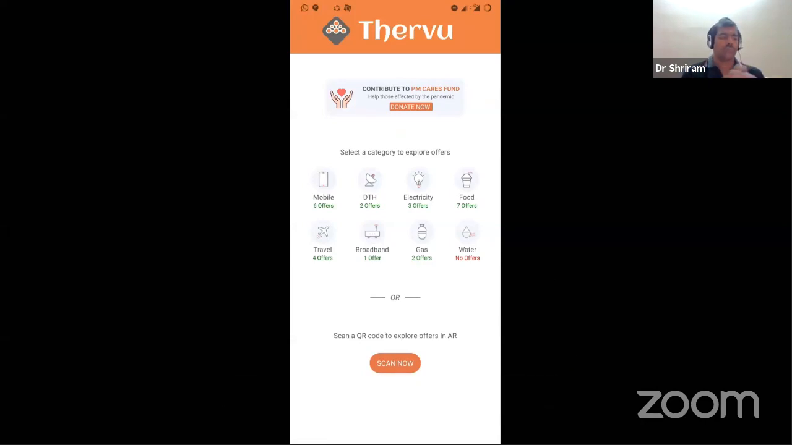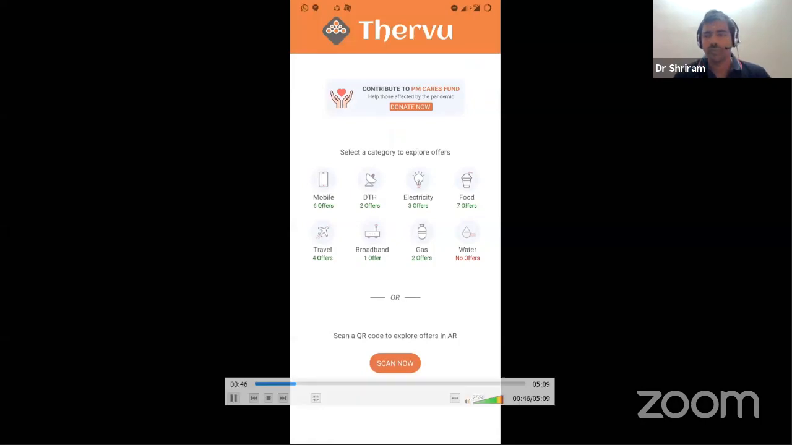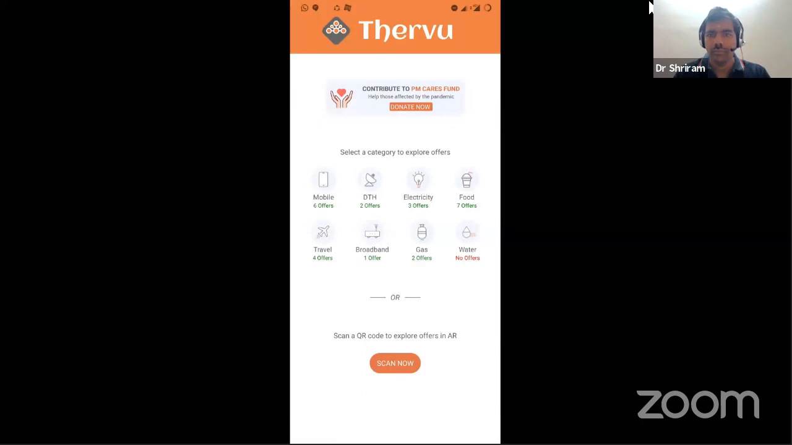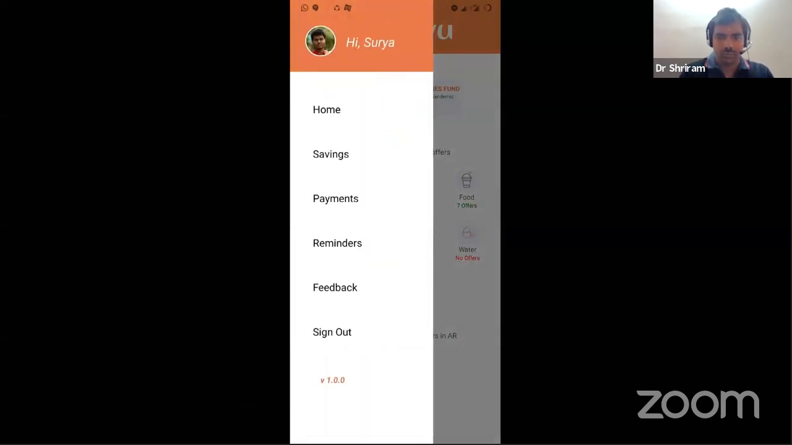We've got three sections: contributing to the PM CARES Fund for the coronavirus, and a section where you can pay for various services through the use of UPI. Also, we've got our main showstopper, the augmented reality based QR code scanner. Let me delve into the technological aspects of the demo.